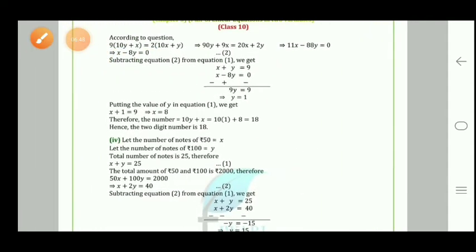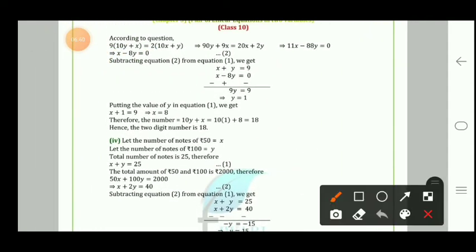So, now according to the question, 9 times the number obtained by reversing is equal to twice of the number. So, we have 9 into (10y plus x) is equal to 2 into (10x plus y). On solving this, we will get x minus 8y is equal to 0. Now, this is equation number 2 and equation number 1 is x plus y is equal to 9. So, subtracting equation 2 from equation 1, we have x plus y is equal to 9, x minus 8y is equal to 0.